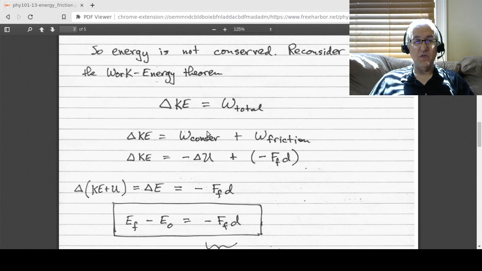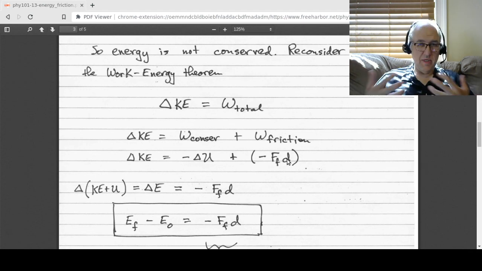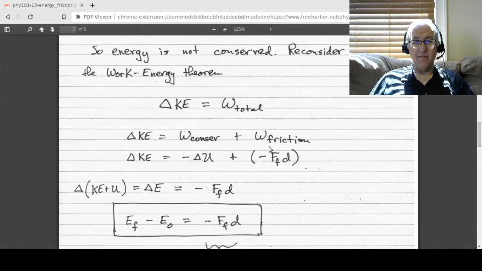But then we break it up into work due to conservative forces and work due to friction. The work due to the conservative forces can be written as negative the change in the potential energy. And now the work due to friction, our approximation of it. Because again, this is really not what would happen in the real world. You'd have to bring in a lot more details that we're not going to bring in. But the way we'll calculate that work due to friction is just minus FF times D.